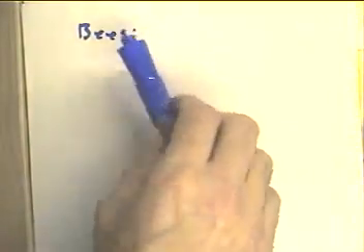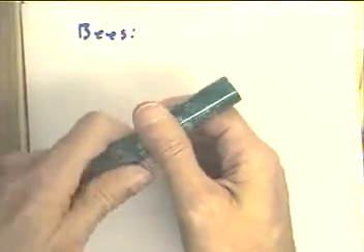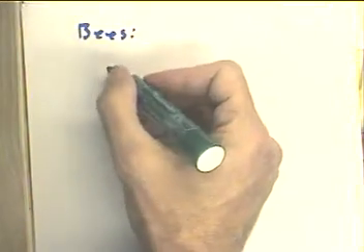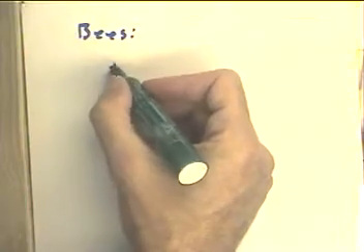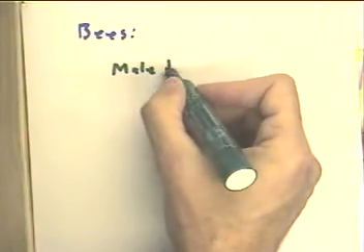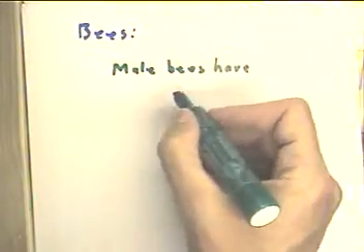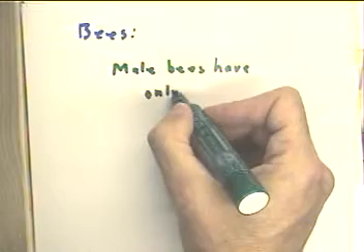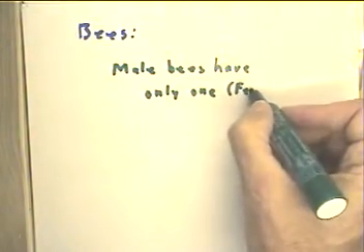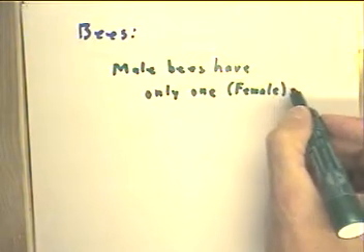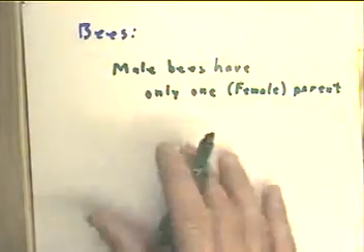Okay, let's look at some rules for bees. What we're interested in is the parentage of bees. Okay, bees have the following type of parentage. Male bees have only one parent, and that parent is a female.